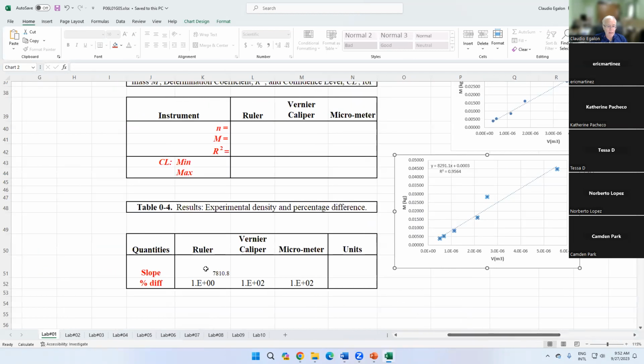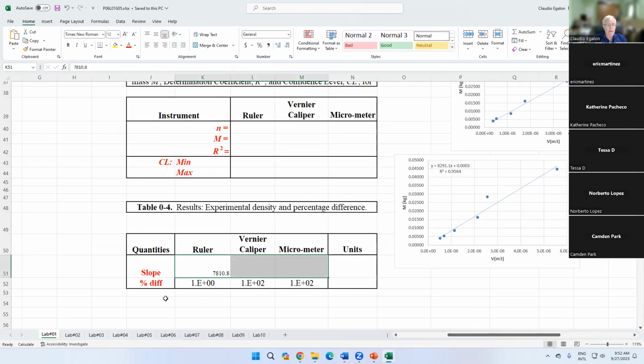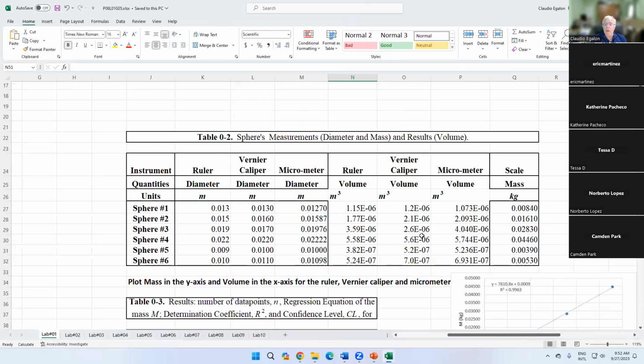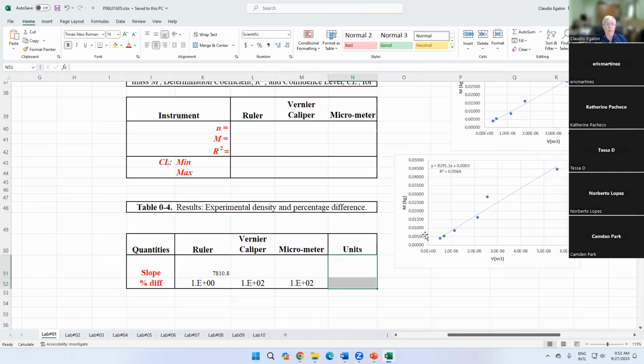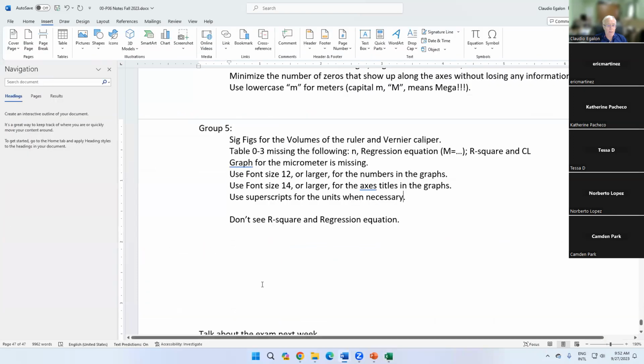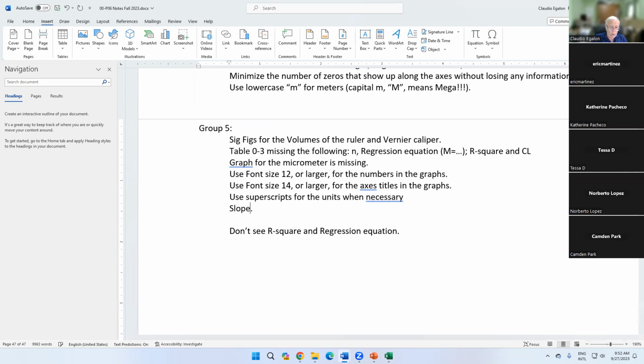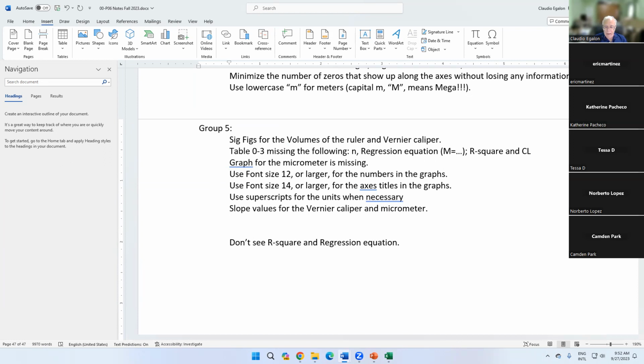Anything else? Yeah, we've got to fill up the slope, right? The slope for the vernier caliper. Oh, plus the units. Slope values for the vernier caliper and micrometer. Okay, and there are also units, okay? Units in the last table.